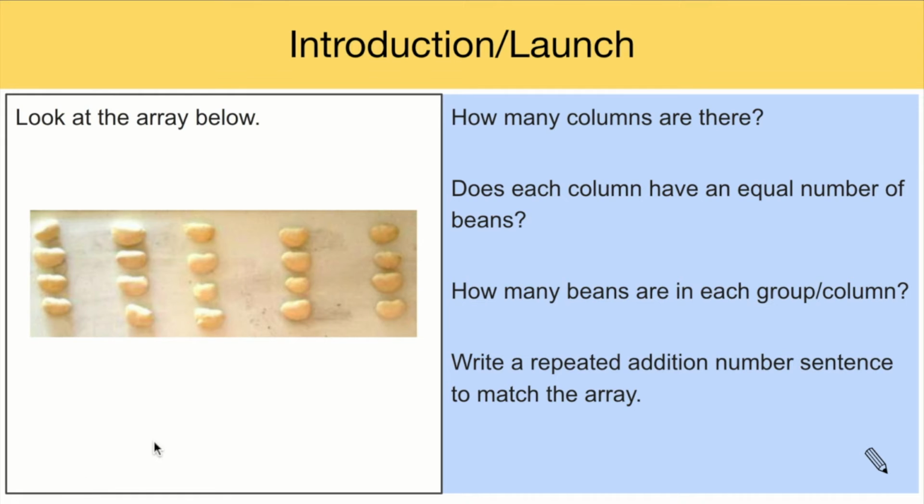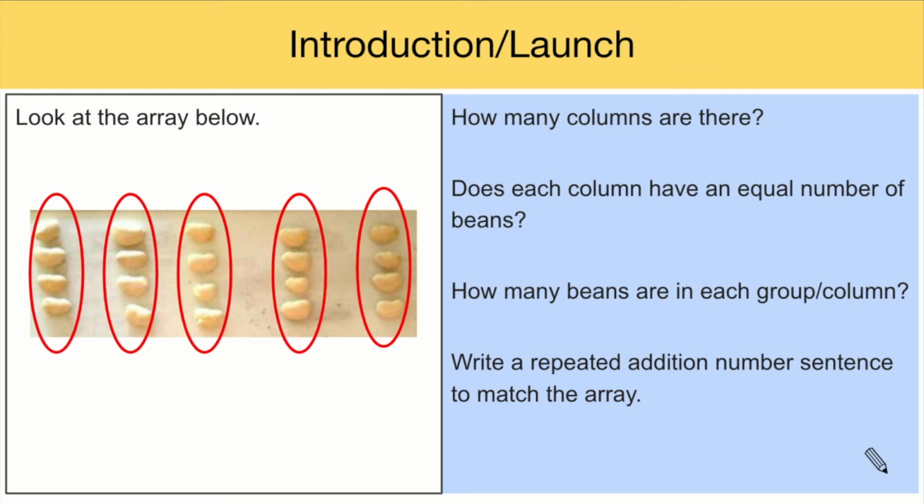Well, let's see. I remember columns go up and down, so I am seeing 1, 2, 3, 4, 5 columns. The next question says, does each column have an equal number of beans? Well, I'm noticing 1, 2, 3, 4 beans in this one, 4 beans in this column, 4 beans here, 4 beans there, and 4 beans in the last column. So I'm going to say yes. How many beans are in each column or group? Well, we just counted. There are 4.